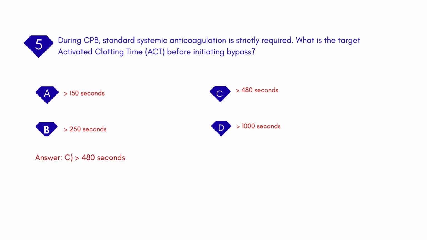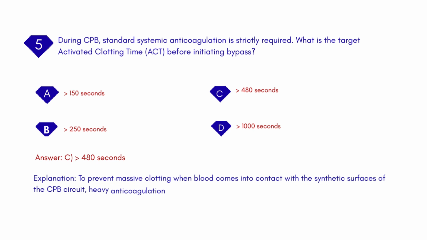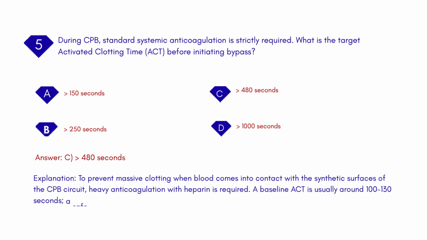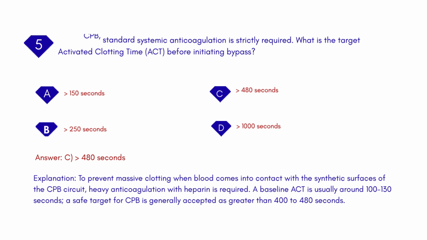Answer: C. Greater than 480 seconds. Explanation: to prevent massive clotting when blood comes into contact with the synthetic surfaces of the CPB circuit, heavy anticoagulation with heparin is required. A baseline ACT is usually around 100 to 130 seconds. A safe target for CPB is generally accepted as greater than 400 to 480 seconds.